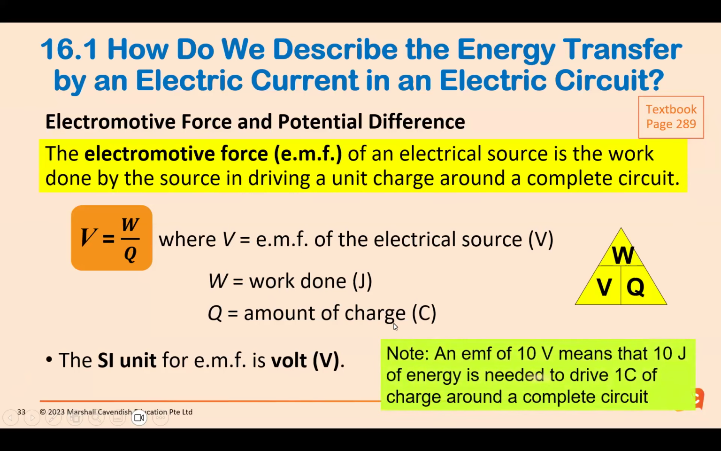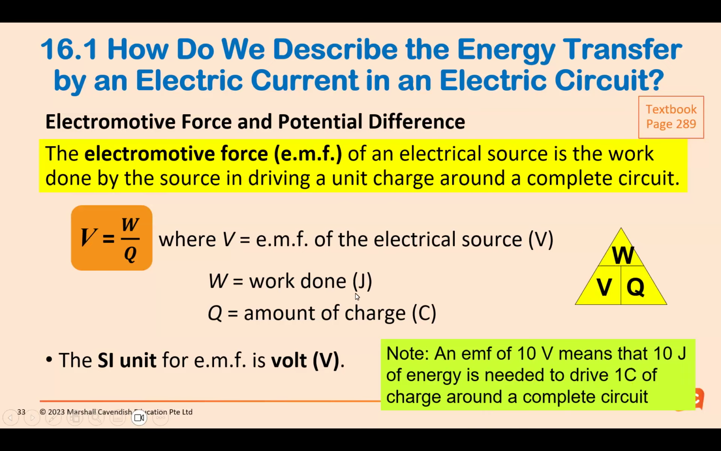Okay, so what does it mean? If I have a battery of EMF 10 volts, okay, it simply means that for every 1 coulomb of charge that passes through my battery, it will be given 10 joules of energy. Okay, and this 10 joules of energy is sufficient for this 1 coulomb of charge to move throughout the entire circuit. So in short, EMF of 10 volts means 10 joules of energy is needed to drive 1 coulomb of charge around the whole circuit.